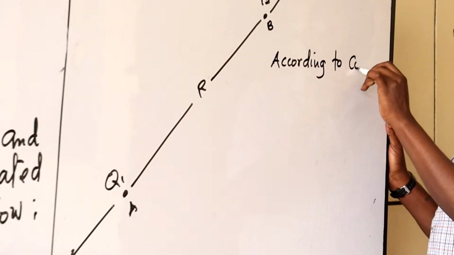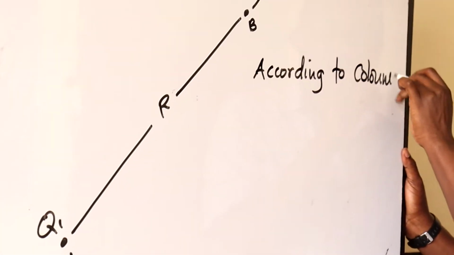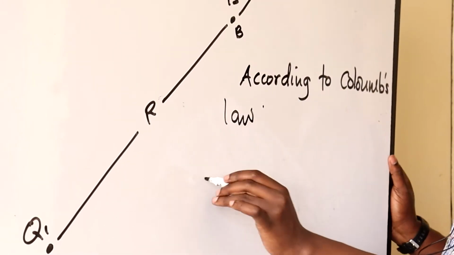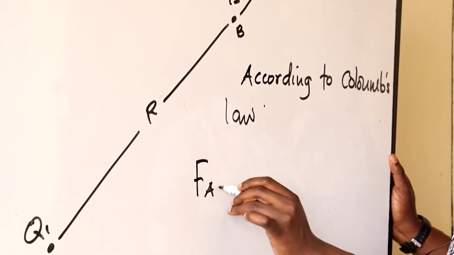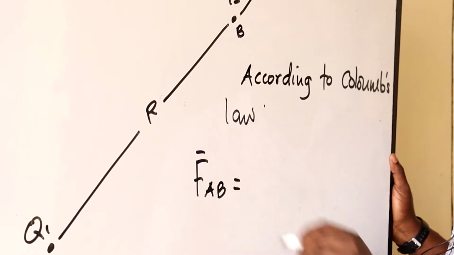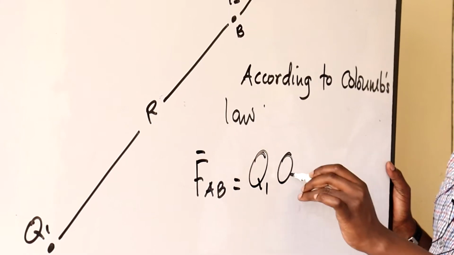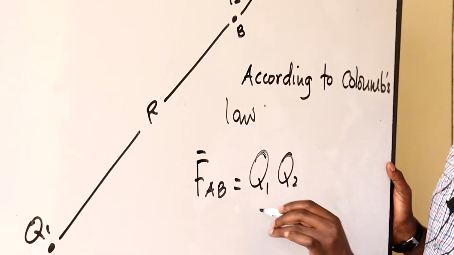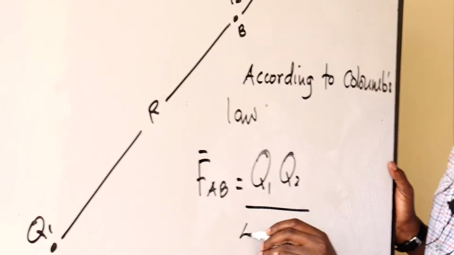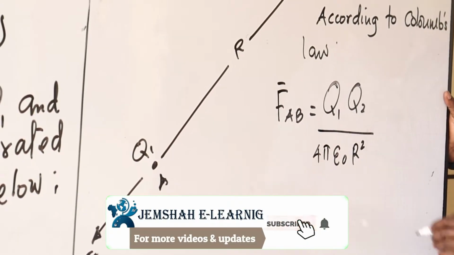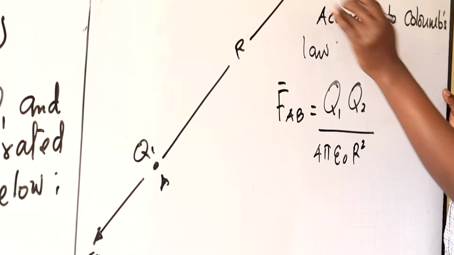According to Coulomb's law, I can say F_AB bar can be represented as Q1 Q2 all over 4 pi epsilon naught r squared, which is the distance of separation.